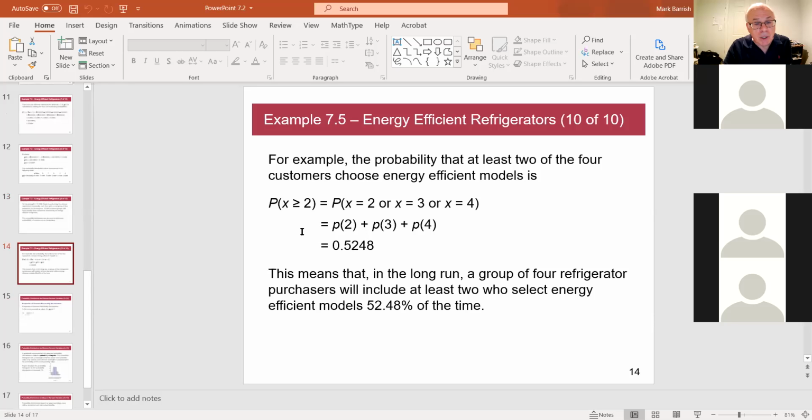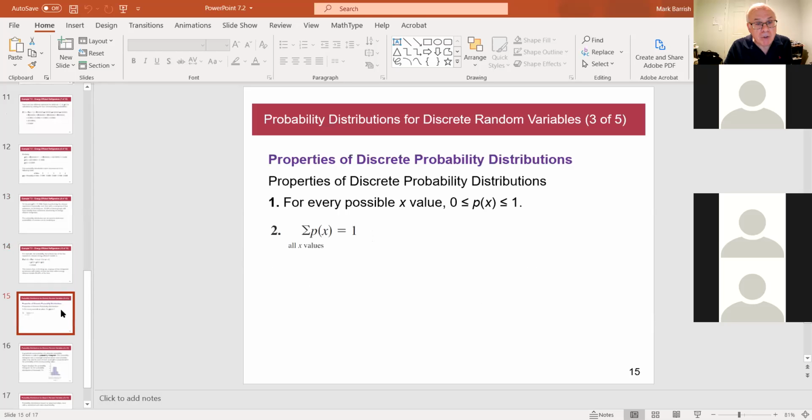Again, they're showing you that if I said probability X is greater than or equal to 2, I already showed you an example like that, it would be this probability, and then we add them up using the addition rule with mutually exclusive outcomes. These are mutually exclusive outcomes. So here are your properties again. Every possible probability is between 0 and 1, and the sum, this symbol here before the P means sum. That's a Greek symbol, meaning sum. The sum of the probabilities is equal to 1.